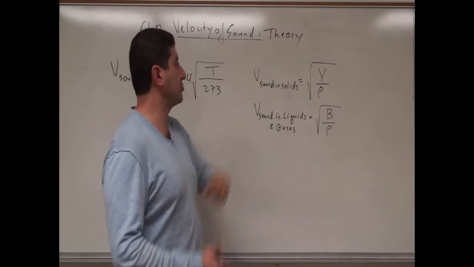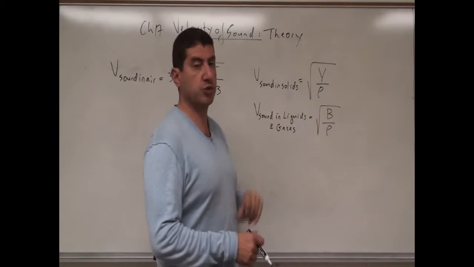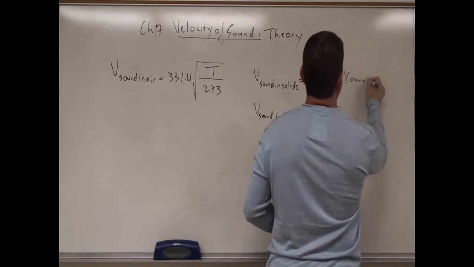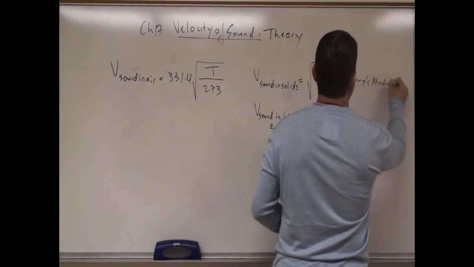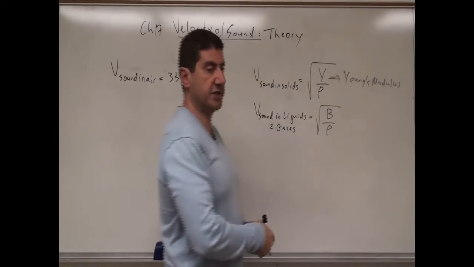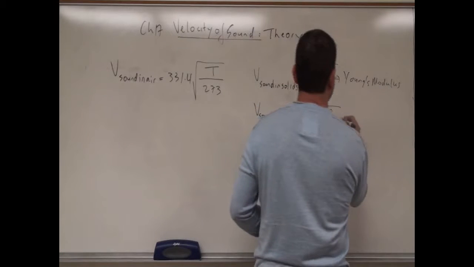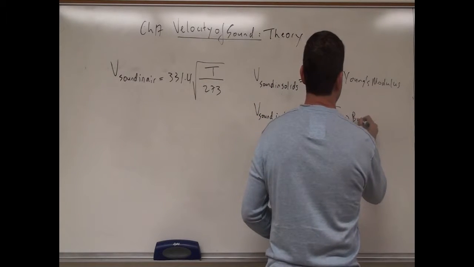Velocity of sound in air is 331.4 times the square root of the temperature of the air divided by 273. And then velocity of sound in solids is equal to the square root of the Young's modulus of the solid divided by the density of the solid.